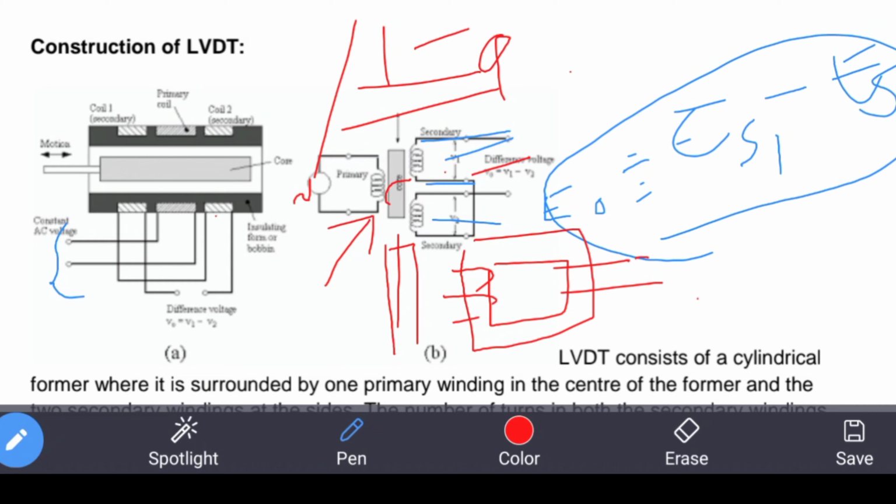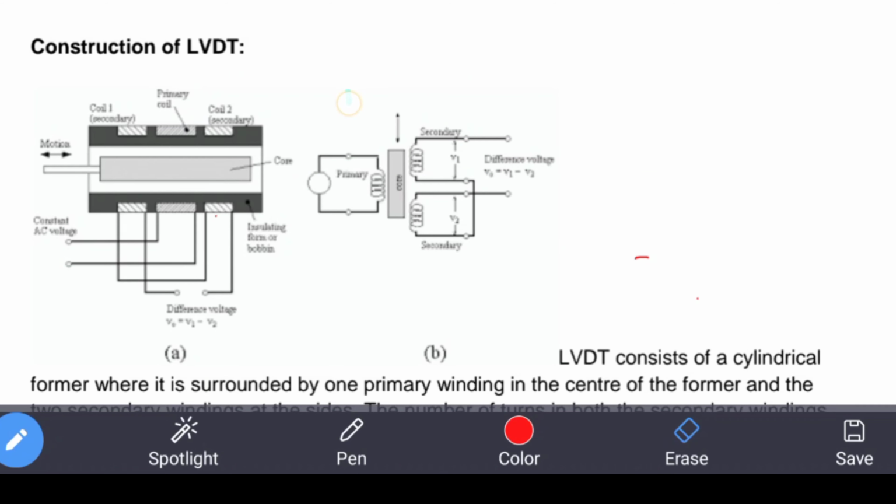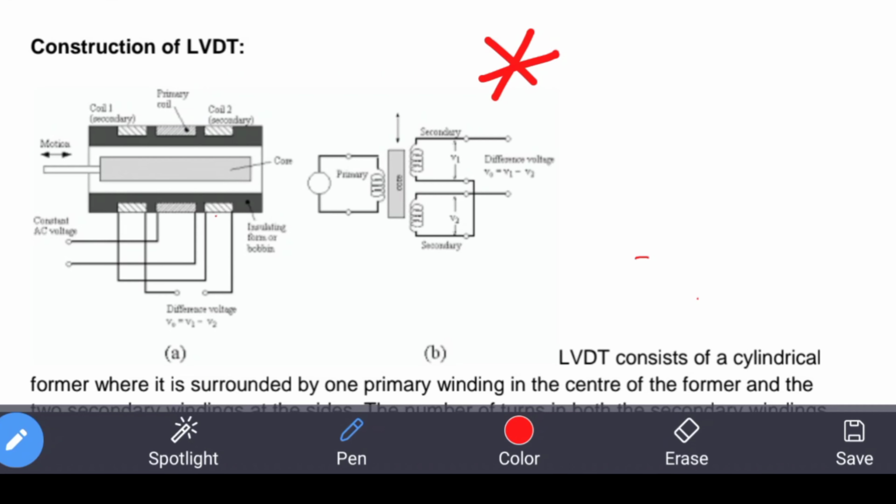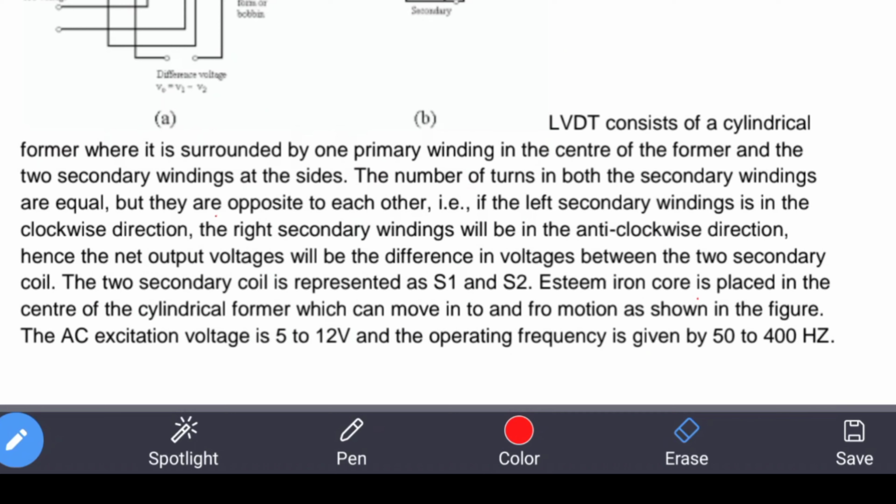We are getting the output voltage because the core is moving linearly. Do you understand the construction of LVDT? It is a very important topic from the exam point of view, definitely this question, not only for competitive exams, it is also important generally.